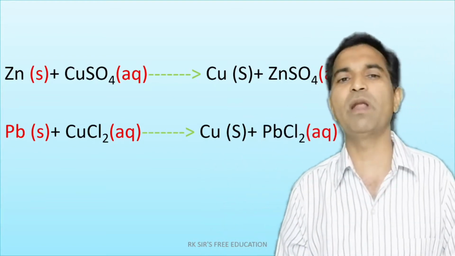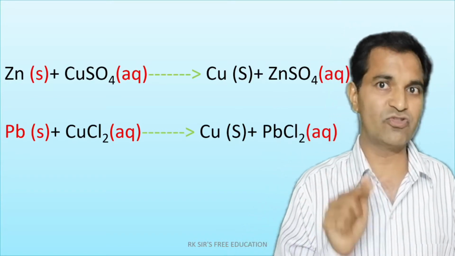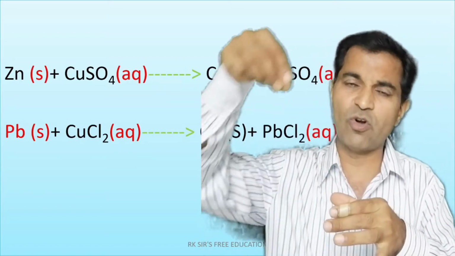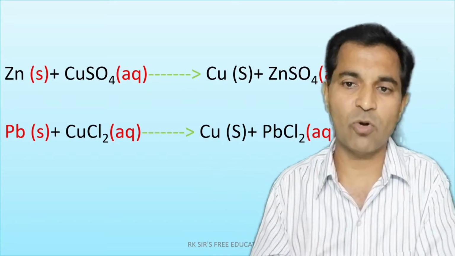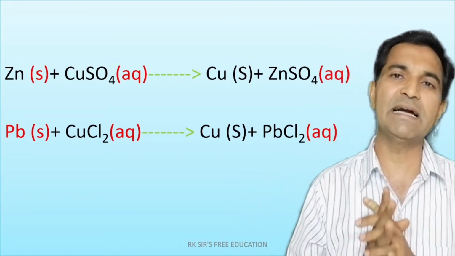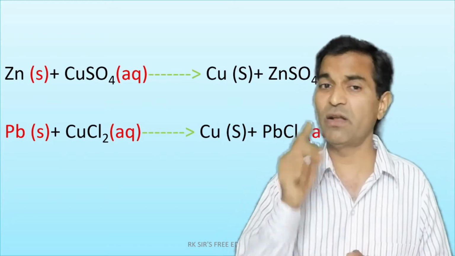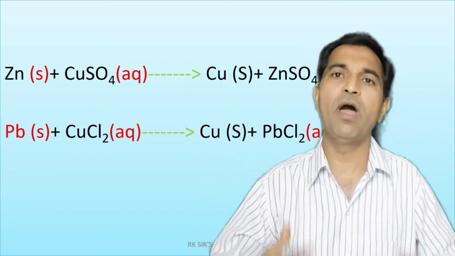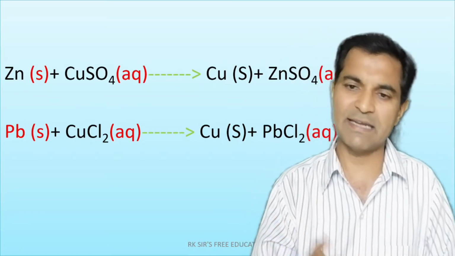The same thing is also applicable to plumbum, lead. When we put lead inside an aqueous solution of copper chloride, copper will be displaced and lead chloride solution will be produced. So all these were examples of single displacement, in which a single element, for example copper in all these three reactions, has been displaced by more reactive metals, for example lead, zinc, ferrous, etc.